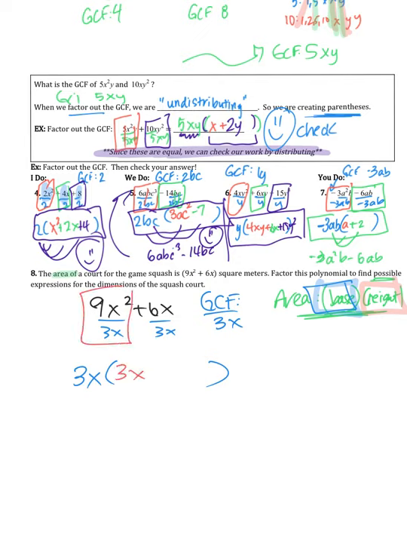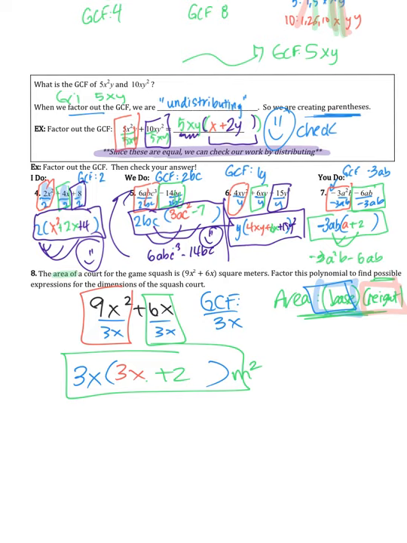So here I have my dimensions, except I don't want to forget my units. These are meters squared, because this expression, if I multiplied it, represents the area of the squash court. So each individual term is in meters, and if we multiplied them, we would get meters squared.